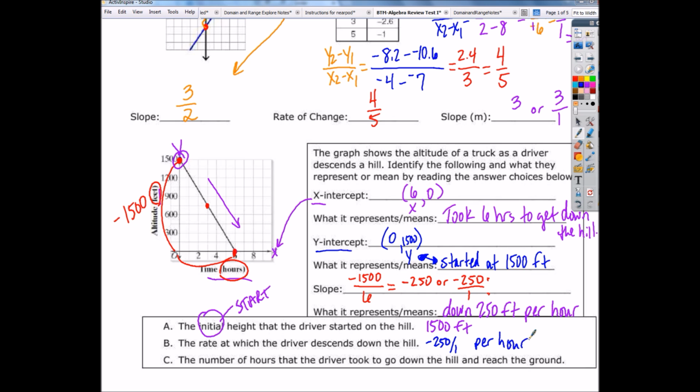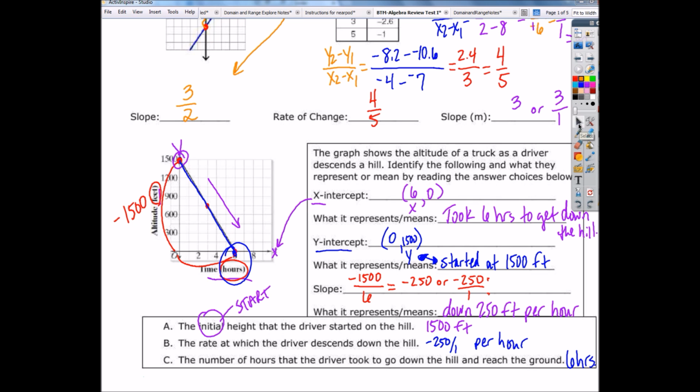And the number of hours that the driver took to go down the hill and reach the ground. So he's going downhill. Bam! How many hours is that? We already said 6 hours. So you can get a lot of information right from this graph.